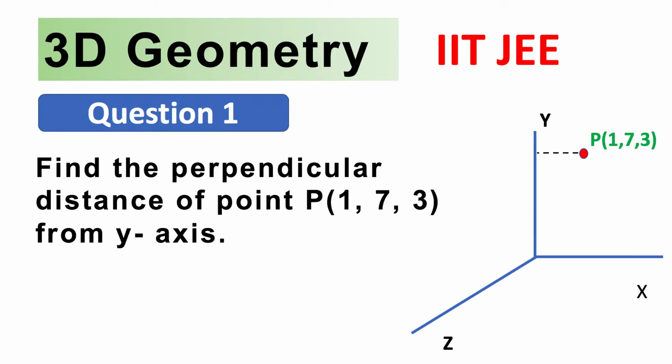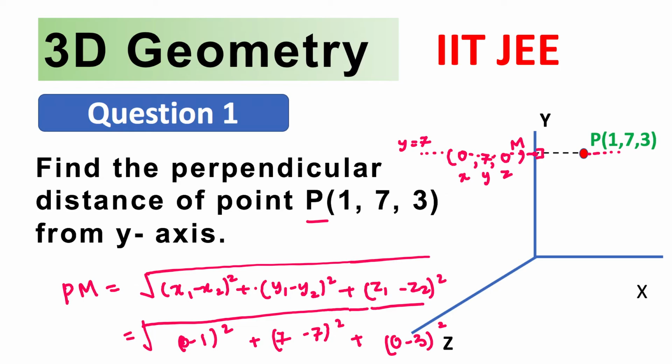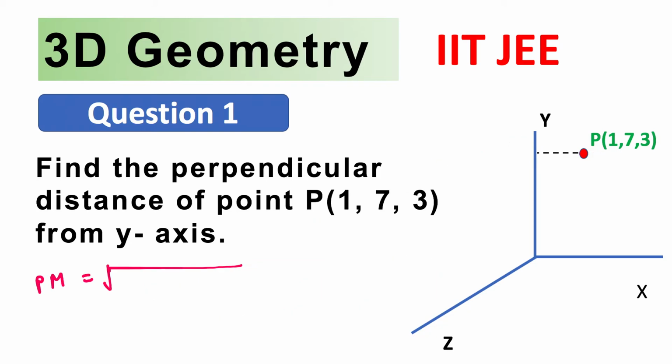Now our distance PM is equal to root of: (0 minus 1) whole square, that's 1 square, which is 1; 7 minus 7 is going to be 0; and (0 minus 3) whole square is going to be 9. So it's going to be 1 plus 0 plus 9, that will be 10. So our answer becomes root over 10. This is the distance of this PM, the distance of point P from the y-axis.